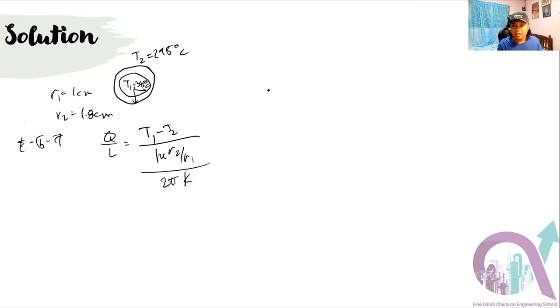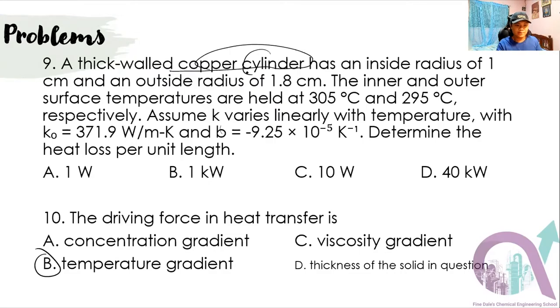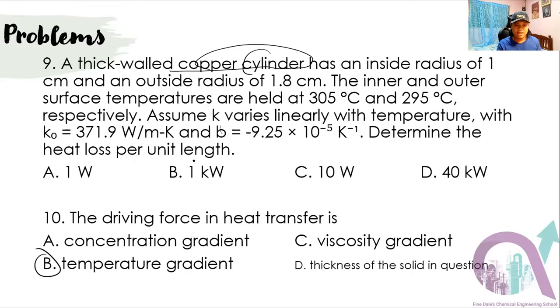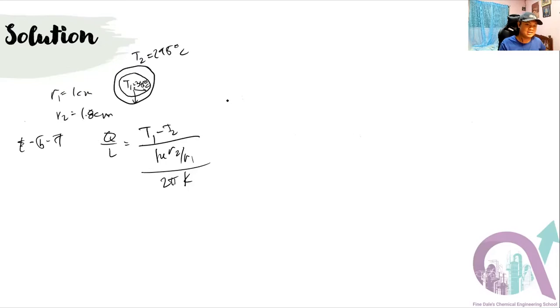K is the thermal coefficient. So what is K here? We are given the value of K0, and then we have B. Obviously, we have to use an equation for this. And what equation should we use? Perry comes to the rescue. It's equation 5-6.